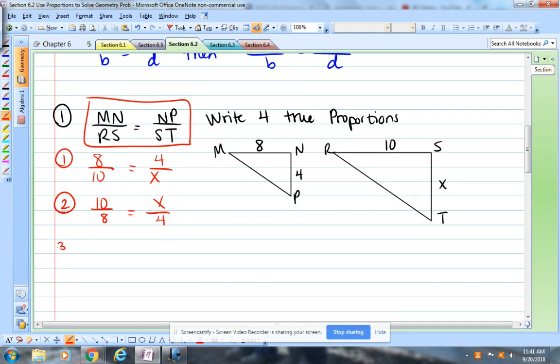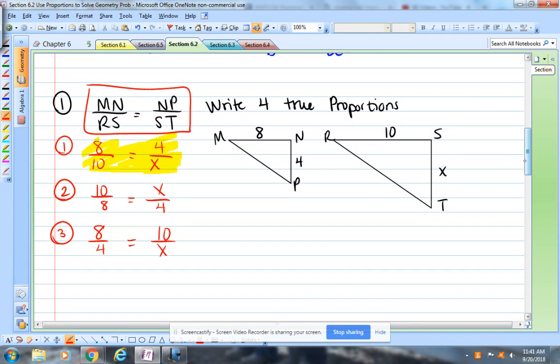The third one comes if we interchange the means. So I'm going to use the original proportion that I got from filling in the measures of the segments. If I interchange the means, which are the 10 and the 4, I can say 8 over 4 equals 10 over x. So I just swapped the places of the means, 10 and 4, and replaced each with the other in its location in the proportion.